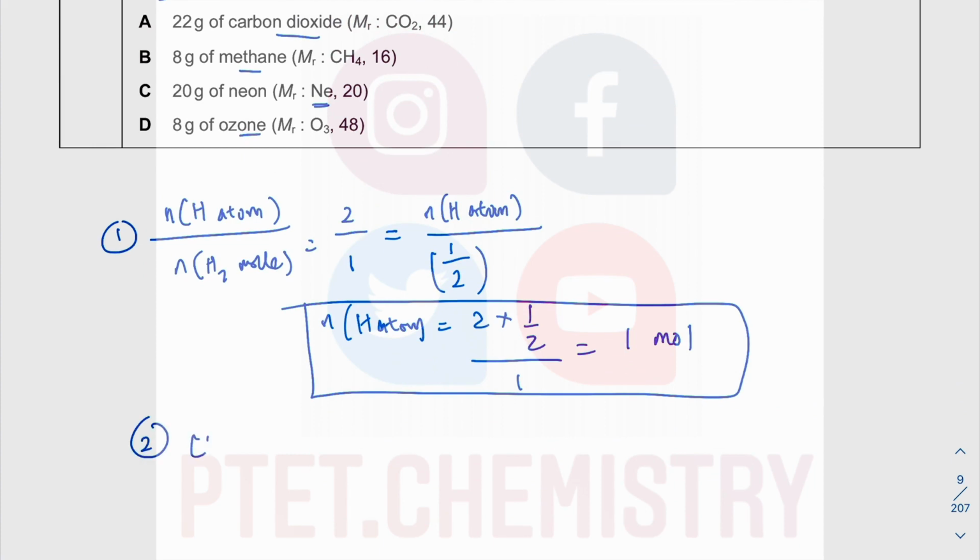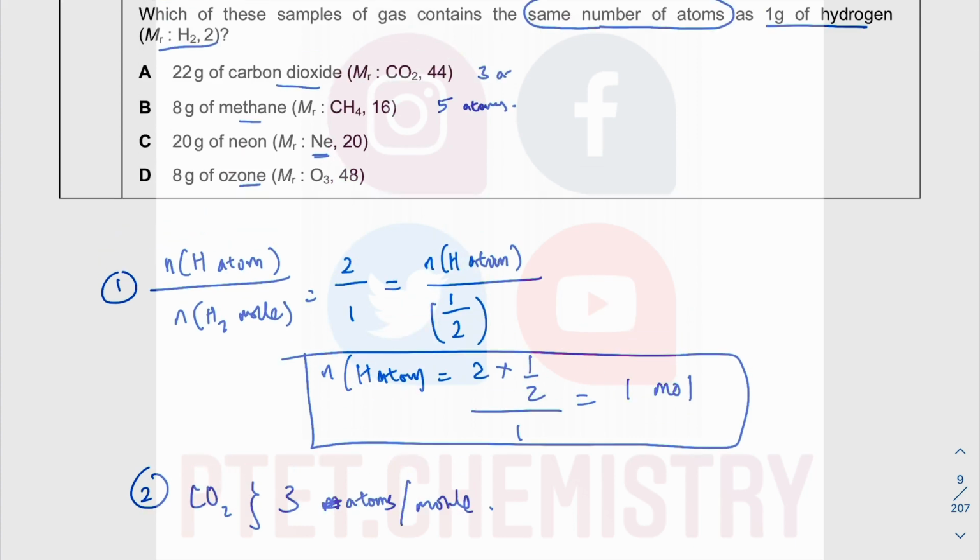Now in CO2, you have 3 atoms per molecule. Well, you can see you have 1, 2, and 3. In CH4, you have 5 atoms. Okay, 5 atoms total. Here you have 3 atoms total. Here you have 1 atom because it's monoatomic. Here you have 3 atoms because it's O3.